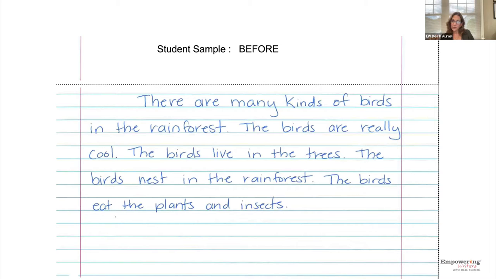There are many kinds of birds in the rainforest. The birds are really cool. The birds live in the trees. The birds nest in the rainforest. The birds eat the plants and insects. Tell me one thing that strikes you in this piece. This is just a paragraph. And I want you to chat that in.